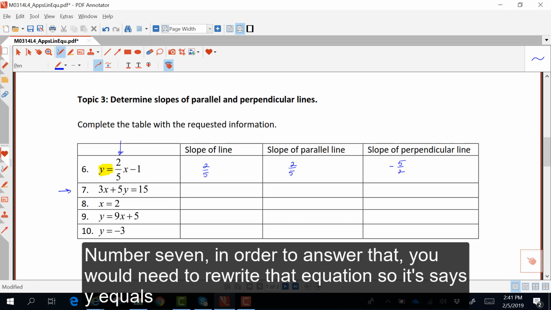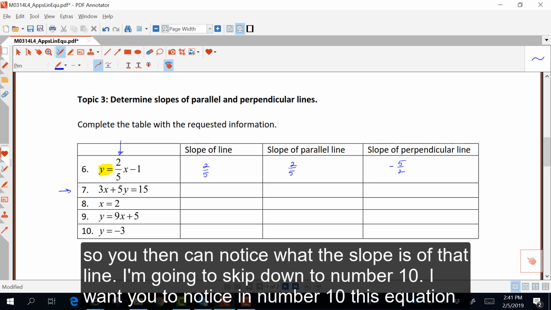Number 7, in order to answer that, you would need to rewrite that equation so it said y equals, so you then could notice what the slope is of that line. I'm going to skip down to number 10.